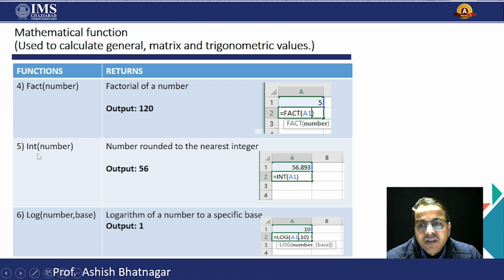Okay. Next one is integer. Integer is a simple function which is used to convert any floating value to its nearest integer. Here you give any floating value like 56.893, and I want to convert this floating value into an integer. It's very simple. You apply the formula equal to INT. Inside the INT, you give the cell address which contains the floating type value, and when I press enter, it will return 56, only the integer value without any decimal or fraction values. I hope this is okay.